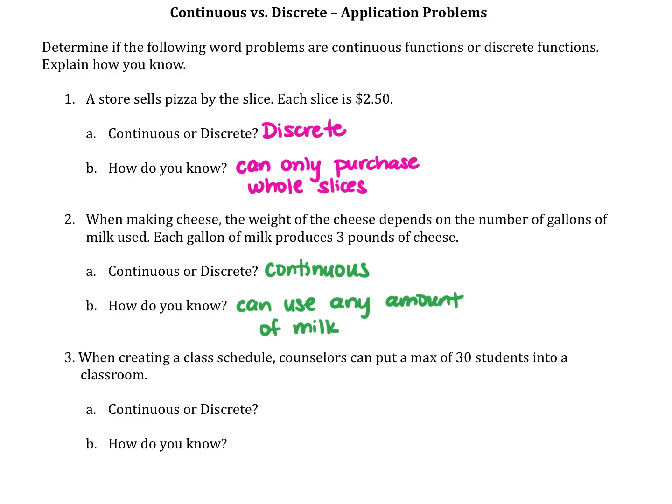And number 3, when creating a class schedule, counselors can put a max of 30 students into a classroom. This one is going to be discrete, and the reason being is because you cannot have half a student.